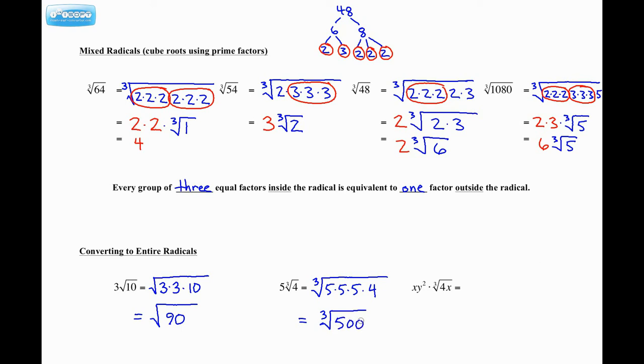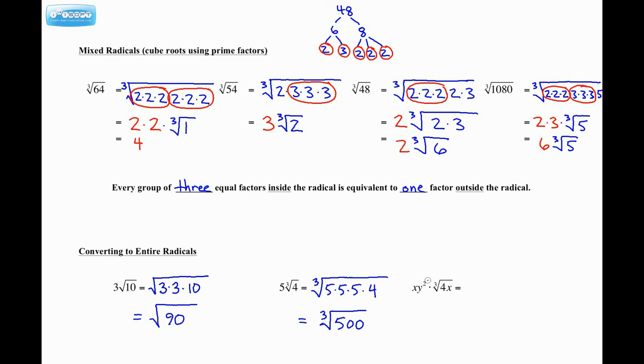So it's like we're unreducing. Okay. All right, this next one looks kind of scary, but don't be intimidated. It's, well, basically the same thing. The only difference is we're not given specific numbers. Okay. So we have xy squared, whatever that is, times the cube root of 4x. Again, whatever that is. We want to write this as one big entire radical. So this 4x is already underneath, so that's fine. We don't have to do a thing with it. But the xy squared, we need to stuff this back in.